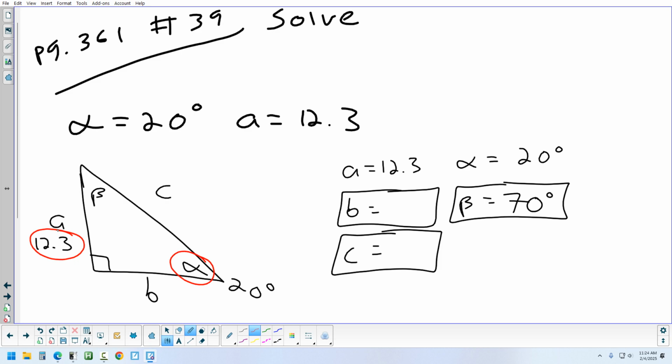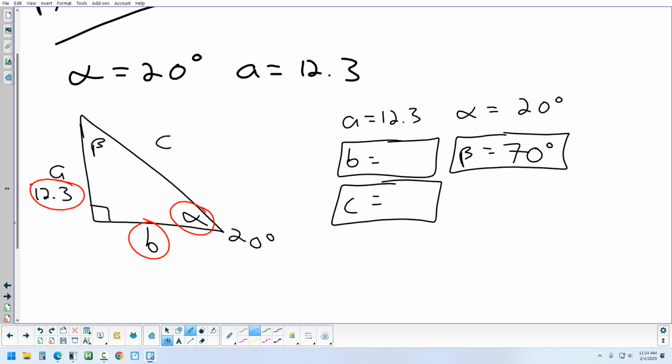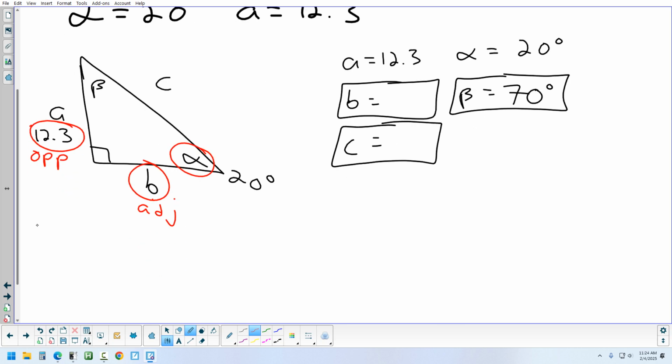Which side do you want to do next, B or C? B, okay. So there's the three pieces of information we're going to use. What position is the 12.3? Opposite. What position is the B? Adjacent. So what trig function has those two? Tangent. Okay, fill in your angle. What's the angle that I'm using for my reference? 20 degrees. That's like my reference point. And that's equal to opposite over adjacent.